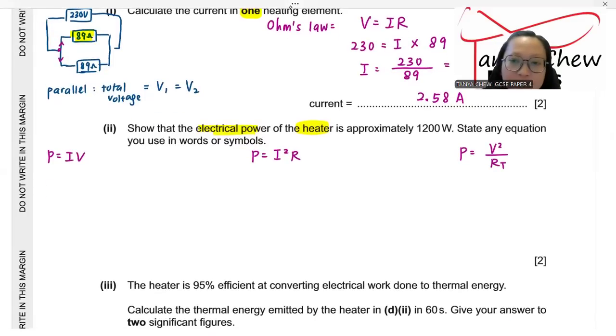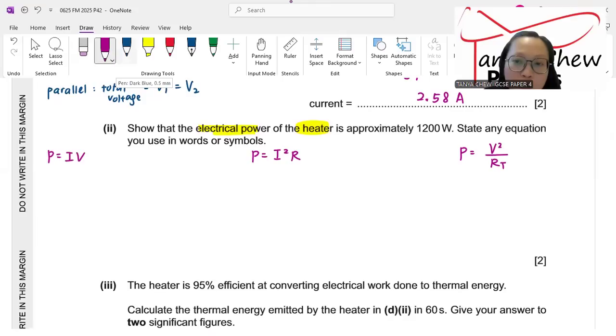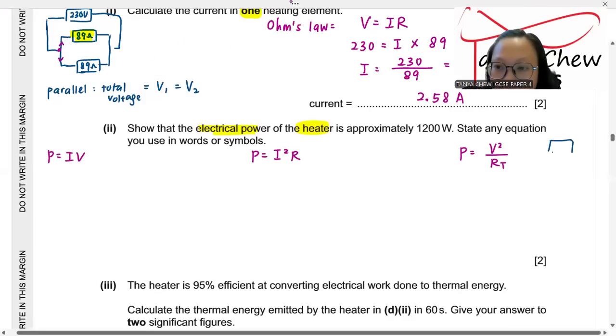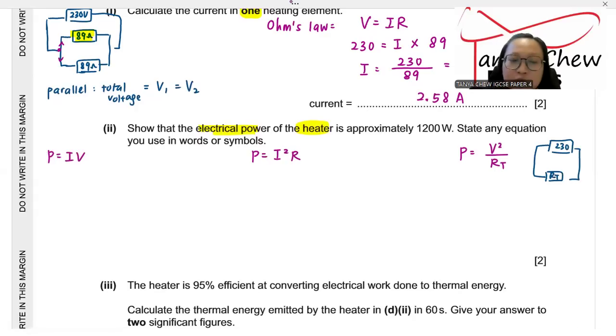So if I simplify the circuit, I will do P equals V squared over R total first. The simplified circuit will look like this, 230, and then with this R total. Since these two resistors are connected in parallel, how do you find the R total? 1 over R total is equal to 1 over 89 plus 1 over 89. So 1 over R total is equal to 2 over 89.